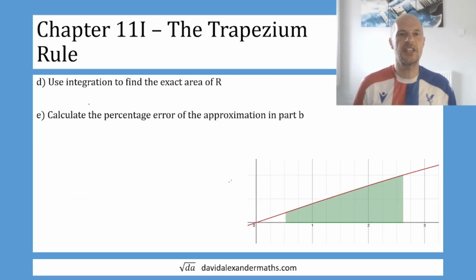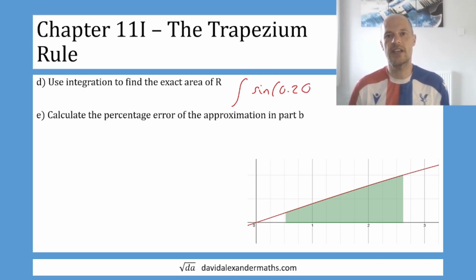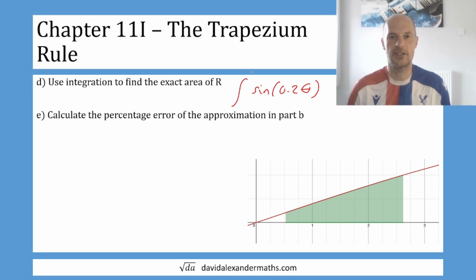Okay, so for part D, we want to find the exact area of R. Now, the equation of the curve was the sine of 0.2 theta, and the limits from memory were, let's go back and take a quick look, shall we? 5 pi over 6 and pi over 6. So 5 pi over 6 and pi over 6.